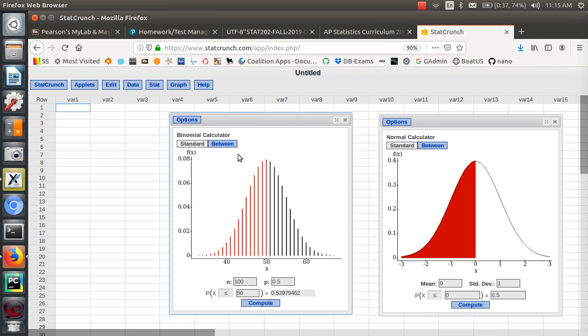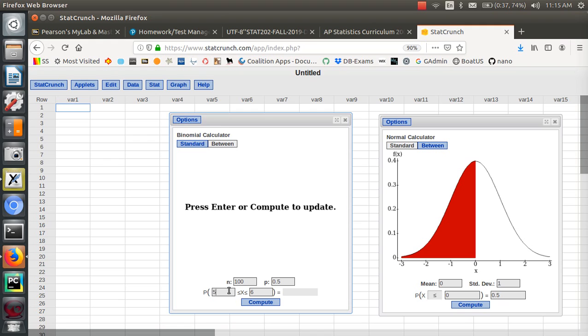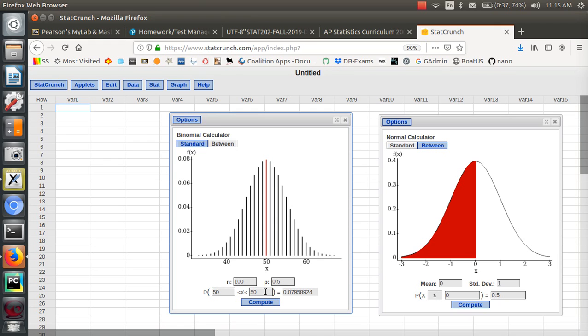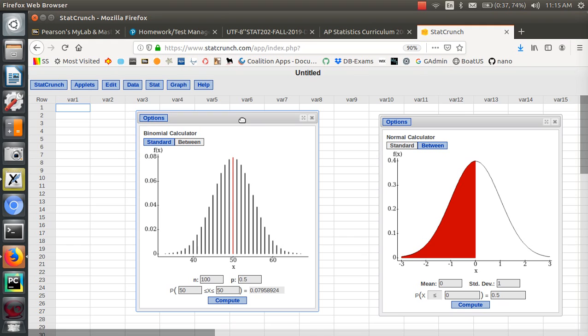So we could also just find out what's the probability of getting exactly 50. So we can just say something like this: 50 to 50. What's the probability of getting exactly 50 heads? Well, it's about 8%. And we can use our binomial calculator as standard. This is one tail test, and here's your options. Oh, I guess on the standard one, I could have just said equals, and I would have gotten the same answer.